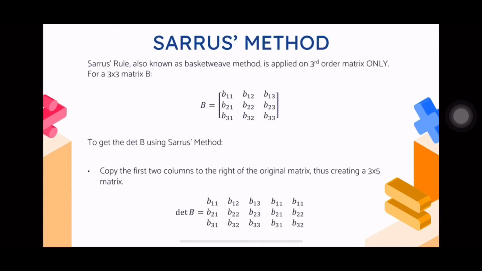Para daw makuha natin yung determinant using the Sarrus method, you are going to copy the first two columns to the right of the original matrix, thus creating a 3x5 matrix. So, you're going to copy the original matrix. Ito pa rin yung nasa taas. And then, to the right of this, ito yon sa kanan yan, kokopyahin mo daw yung first two columns.